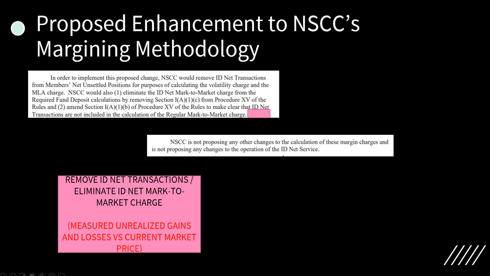They would also amend Section IA1B of Procedure XV to make clear that ID net transactions are not included in the calculation of the regular mark-to-market charge. Other than that, they're not proposing any other changes to the calculation of these margin charges. They're just getting rid of those two main ones: remove the ID net transactions, eliminate the ID net mark-to-market charge. And the mark-to-market charge measures unrealized gains and losses versus current market price.